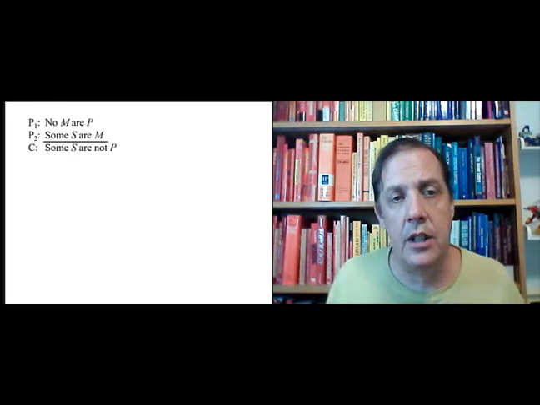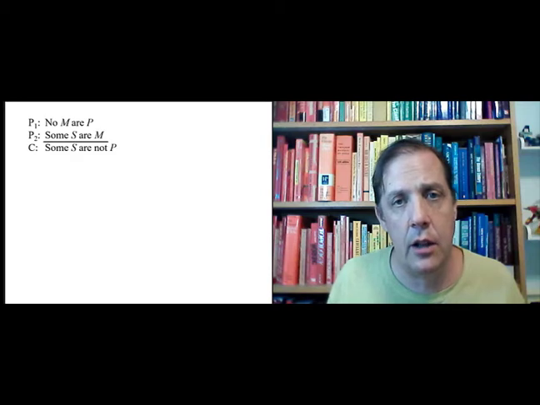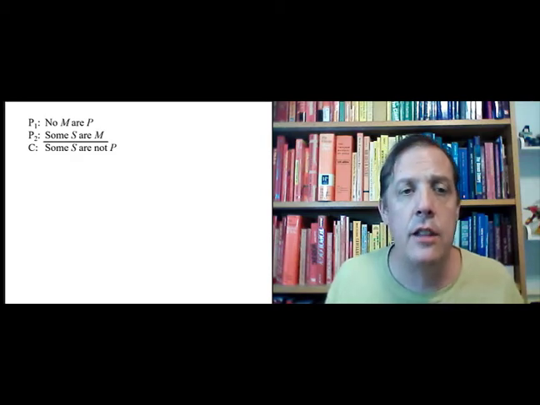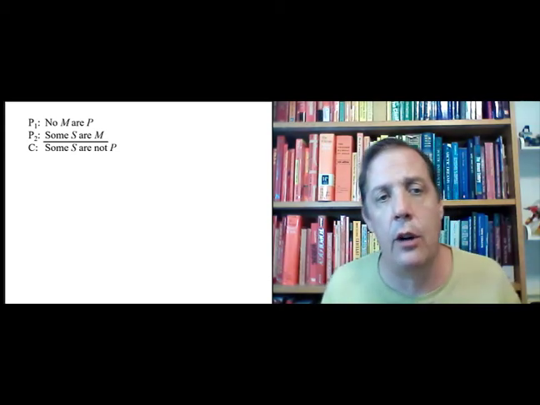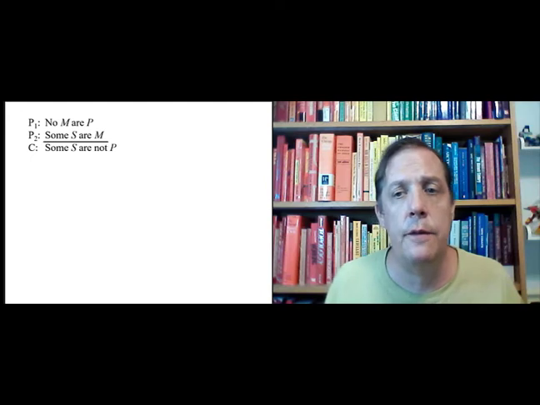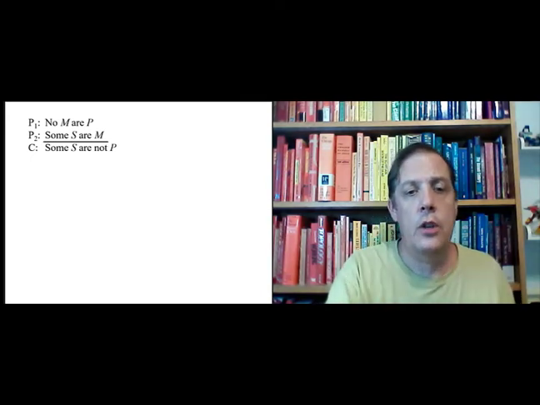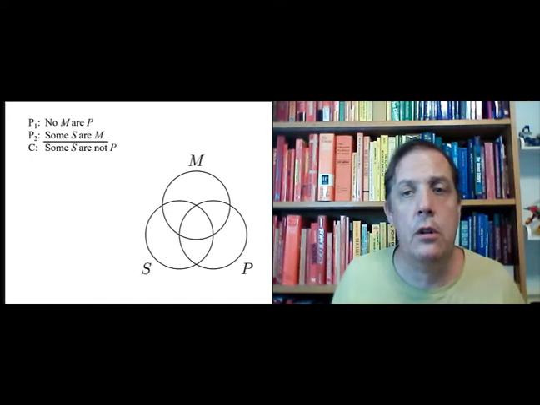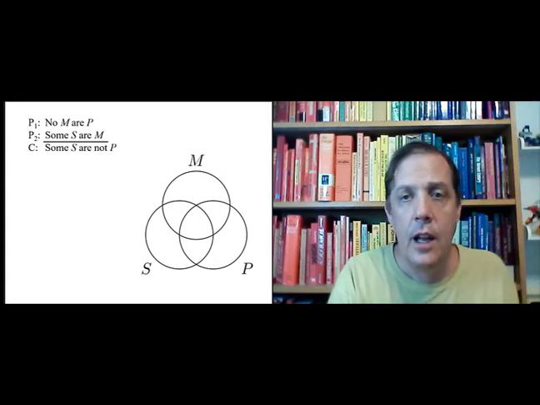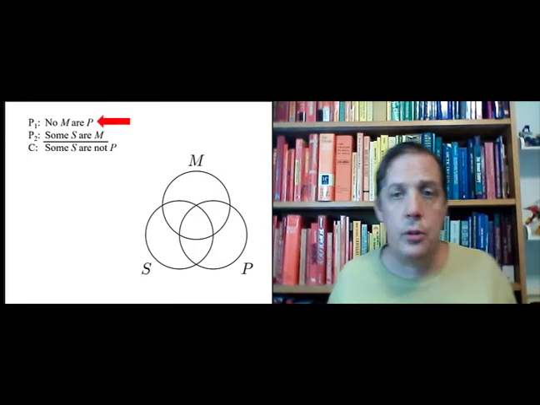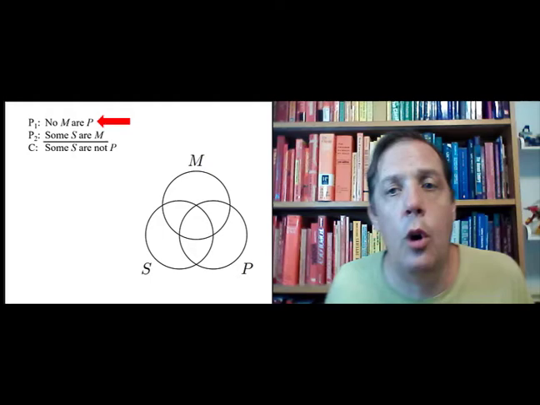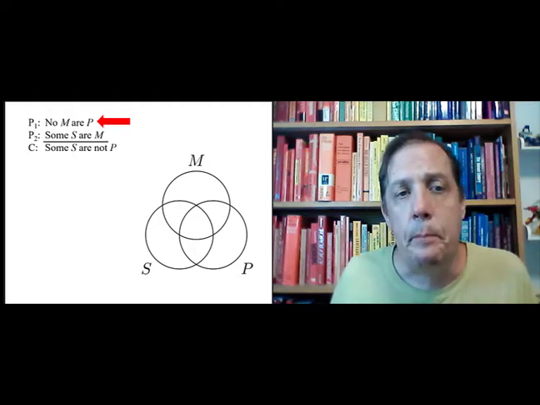The first statement is an E statement. The second statement, the second premise, is an I statement, and the conclusion is an O statement. So it's EIO, and then you've got the 2 middle terms slanting down and to the right, so that is figure 1. So we do our 3-circle diagram like this, and now we want to represent no M are P.